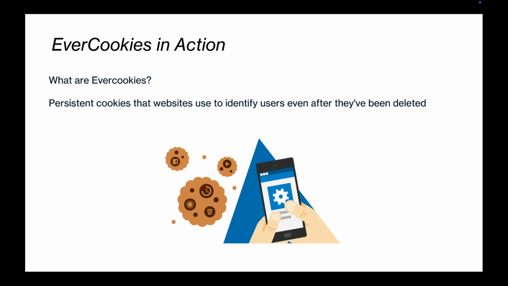Evercookies are stored in multiple locations. They may be stored as an HTTP cookie. They might be stored in your local storage or in your session storage. It might be part of your indexed database. You might find them in your cache or your ETags, or they just might be part of a PNG or WebRTC. Why are they dangerous?